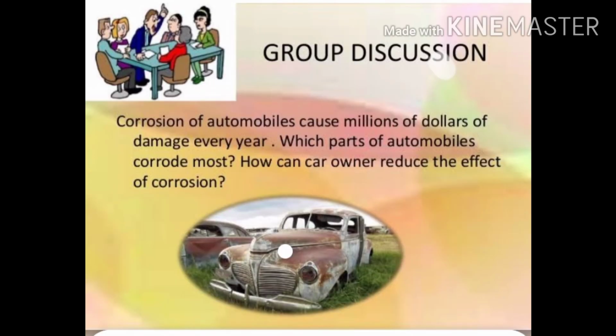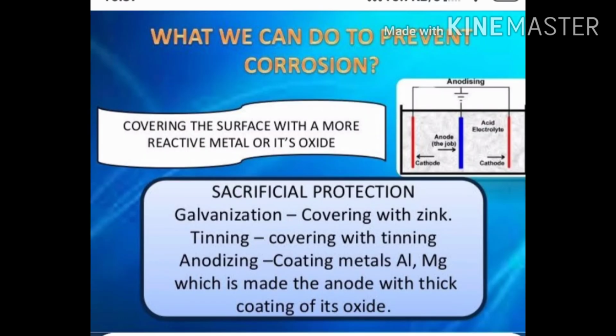Corrosion of automobiles causes millions of dollars of damage every year. Which parts of automobiles corrode most? How can a car owner reduce the effect of corrosion? So we can prevent corrosion by covering the surface with a more reactive metal or its oxide. For example, galvanization, which is the covering of zinc metal over a less reactive metal, for example, iron. Tinning, covering the iron metal with tin. Anodizing, which is the covering of aluminium or magnesium, which is made the anode, with a thick coating of its oxide.